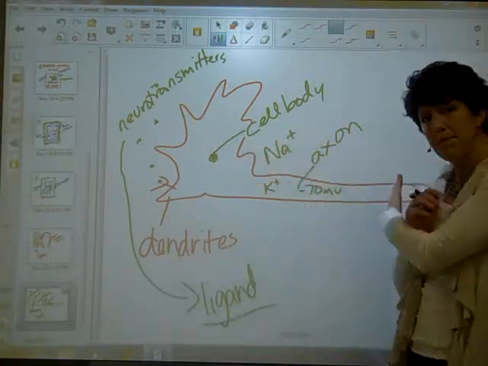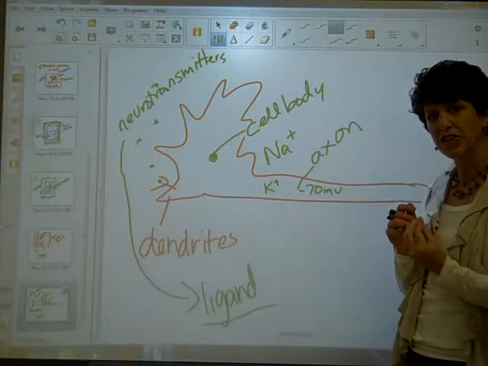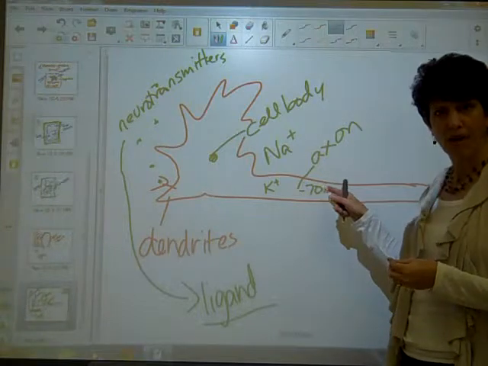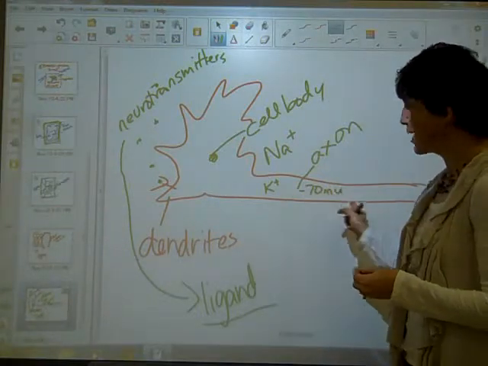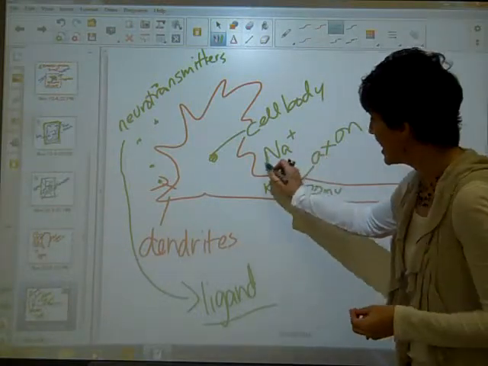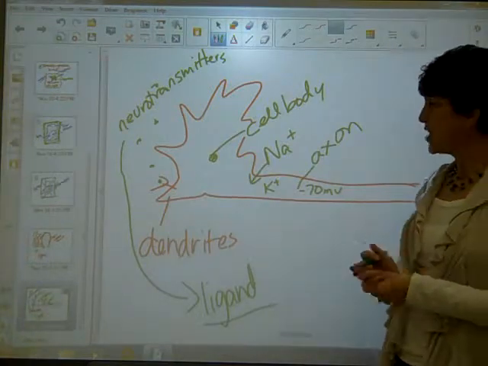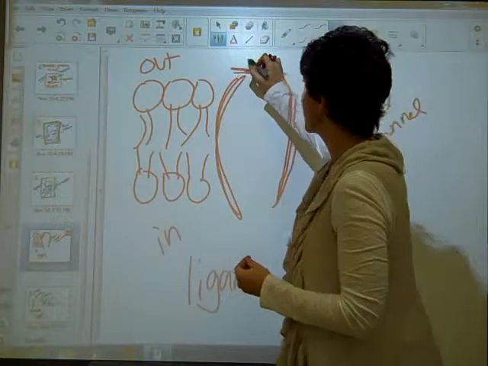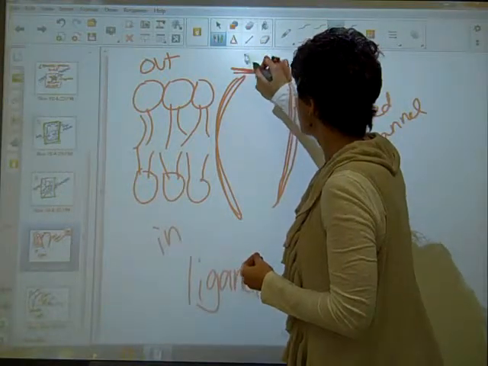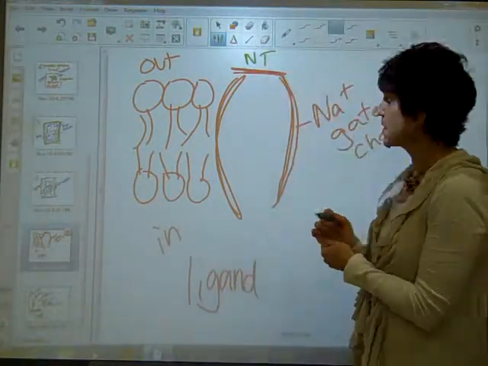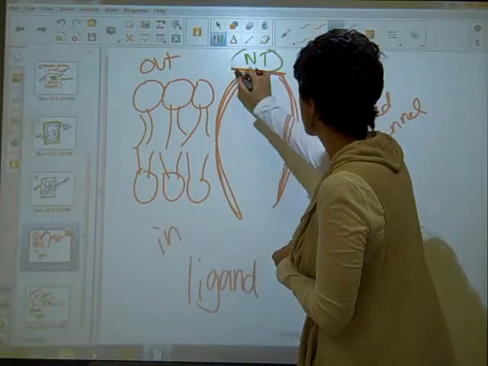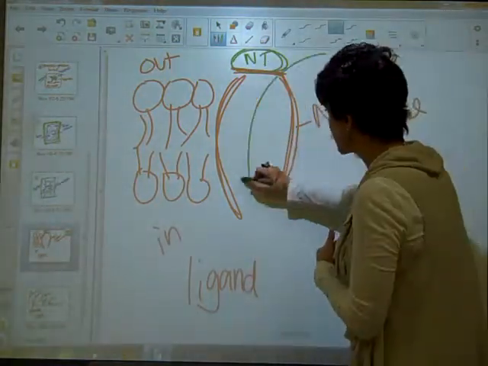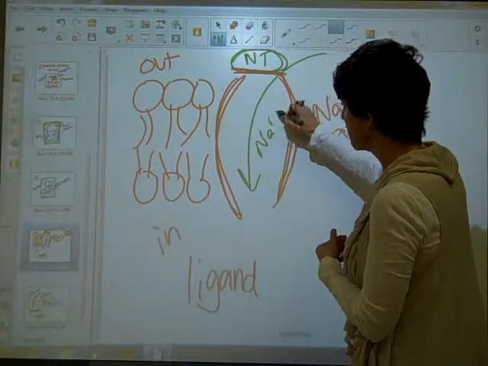Now, if I'm going to pass a message down this, and it's going to be an electrical message, I need to change that. I need to depolarize it, meaning get rid of the difference in charge, and I got to let some of these Na plus in. So I want to go back to this picture. The ligand is my neurotransmitter. So I'm going to put NT for neurotransmitter. And when a neurotransmitter binds right here with the gate, it opens it up and sodium comes rushing in.